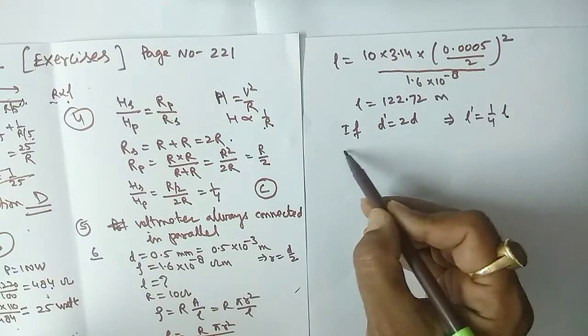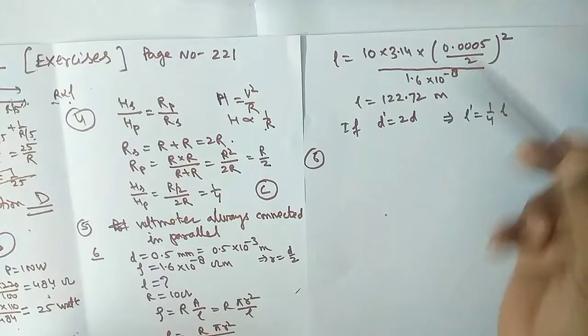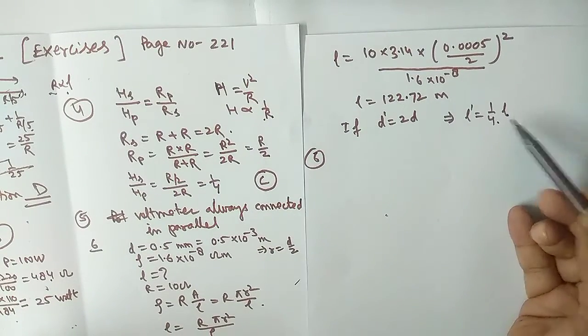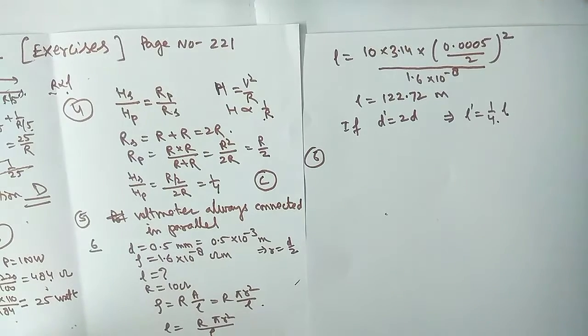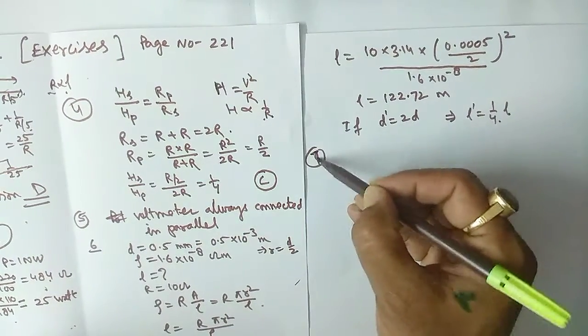Okay, now come to question number 6. Using the same formula, you can find this value also. Now see question number 6. I read the question. According to this numerical, a copper wire has... Now come to the 7th question.